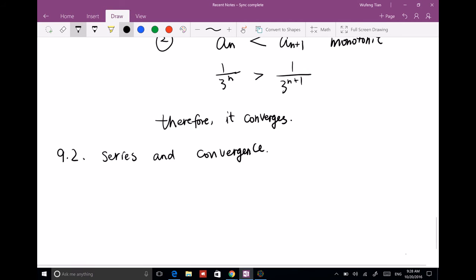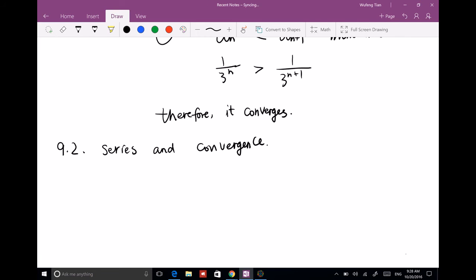Okay, so what is the series? We have a sequence. The sequence is A1, A2, ..., An, and the series is the summation of all the terms. The sum from n equals 1 to infinity of An equals A1 plus A2 plus A3 plus ... plus An, continuing to add until infinity.